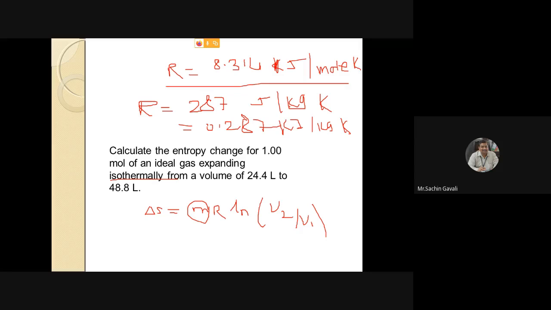Now, homework numerical. Calculate entropy change for 1 kg of ideal gas changing its volume from 5 meter cube to 15 meter cube isothermally.